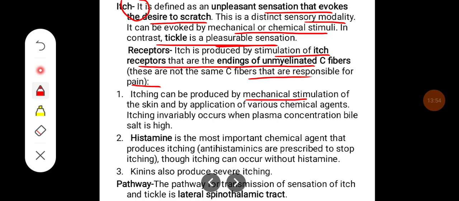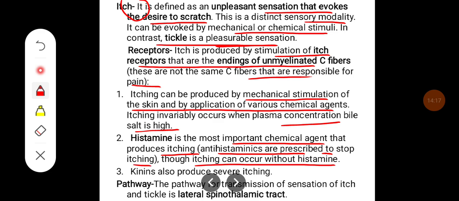Itching can be produced by mechanical stimulation of the skin and by application of various chemical agents. Itching invariably occurs when plasma concentration of bile salt is high. Histamine is the most important chemical agent that produces itching. Usually antihistaminics are prescribed to stop itching, though itching can occur without histamine. Kinins also produce severe itching. The pathway for the transmission of these sensations, that is itch and tickle, is the lateral spinothalamic tract.